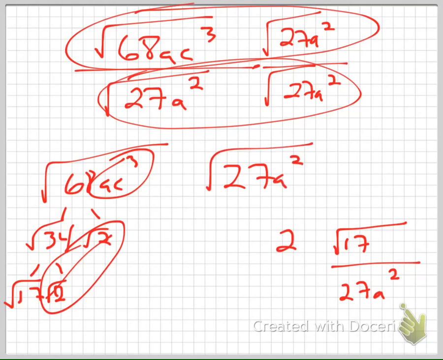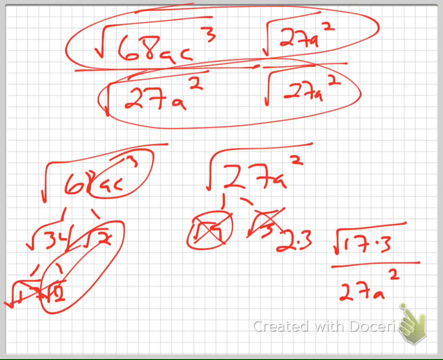27a squared, square root. 27 can be broken down into the square root of 9 and the square root of 3. The square root of 9 is 3, so this is 2 times 3 out here, and then times 3 in here. That 3 stays in there.